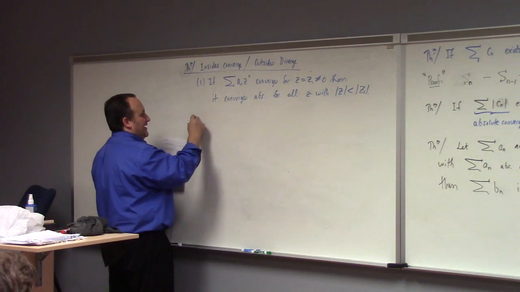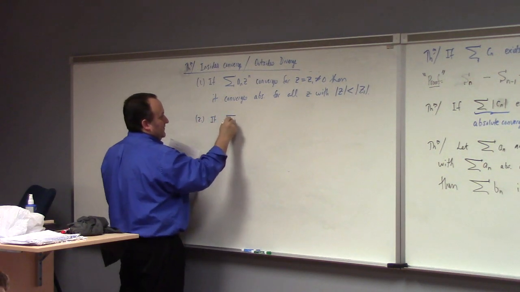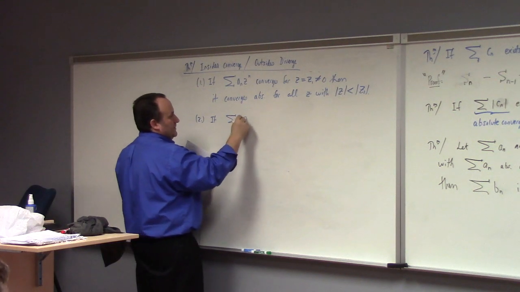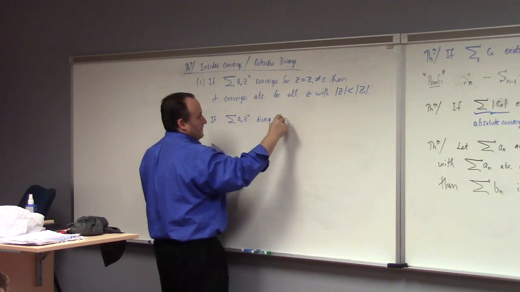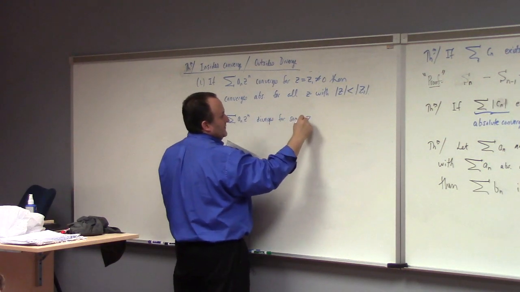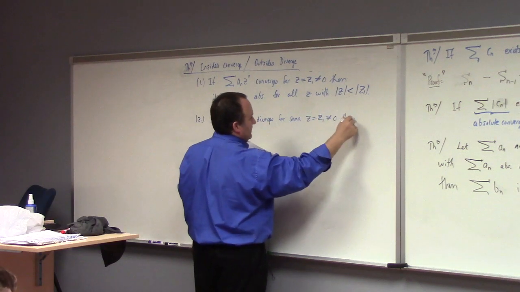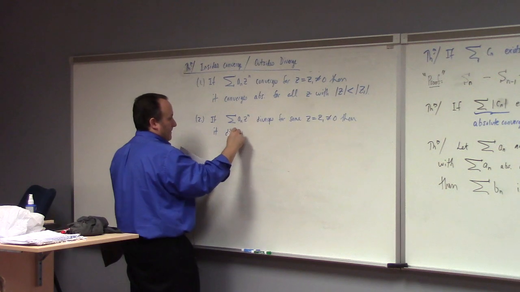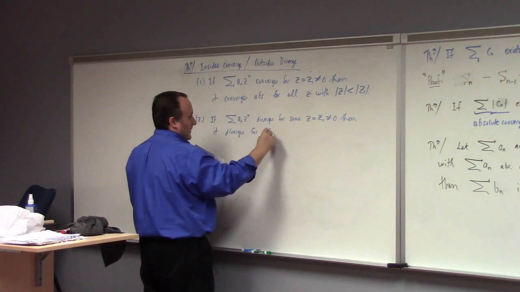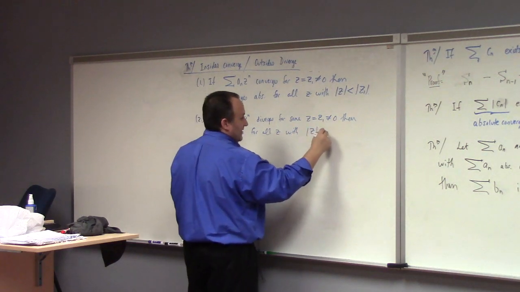That's the inside part. The outside part, on the flip side, if you have this power series that diverges for some z equals z1, not equal to 0, then it diverges for all z with the modulus of z greater than the modulus of z1.